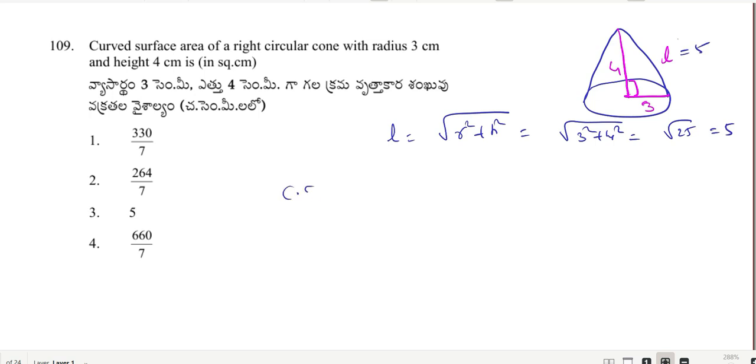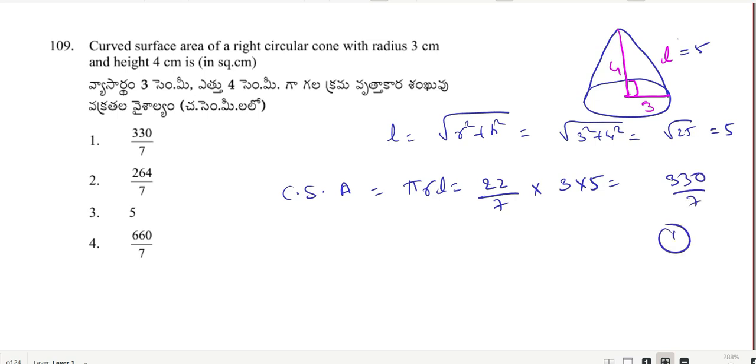What we need to find is the curved surface area. The curved surface area of a cone formula is pi r l. Pi means 22 by 7, into r which is 3, into 5. On multiplying this, we get 330 by 7. That is the first option, which is the correct one.